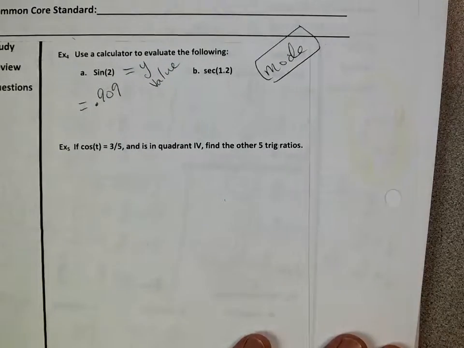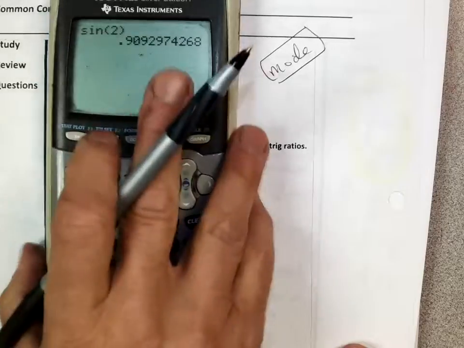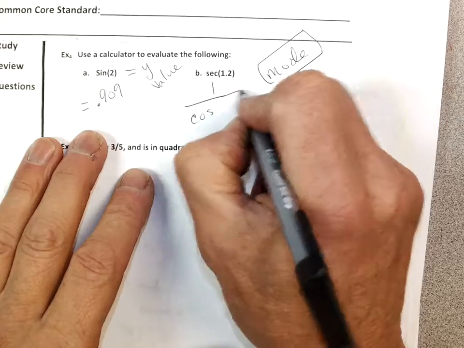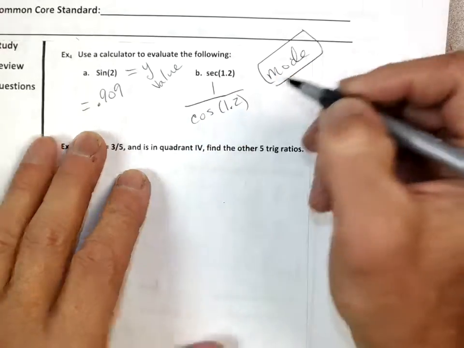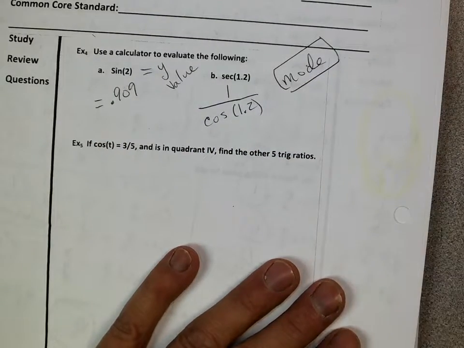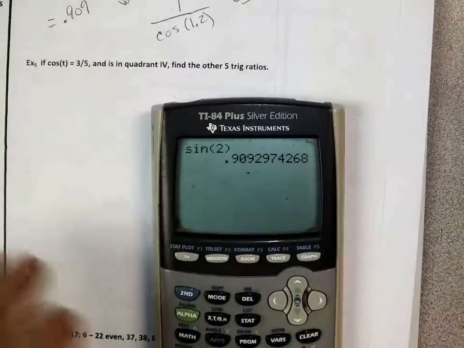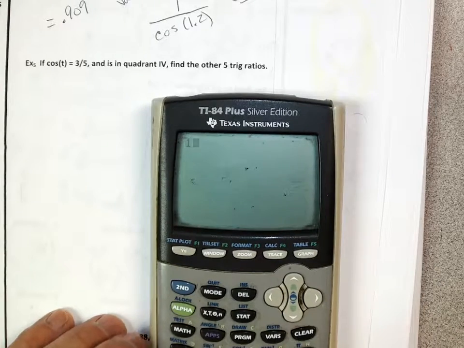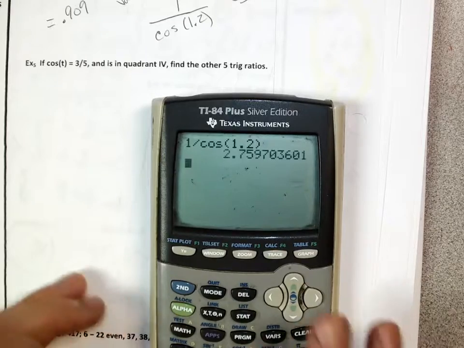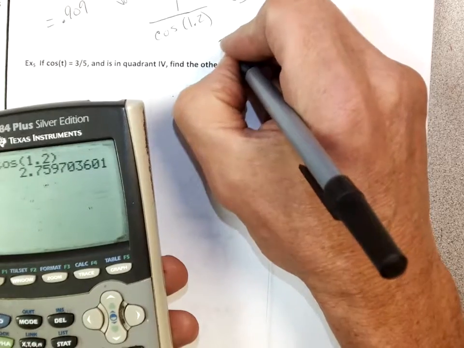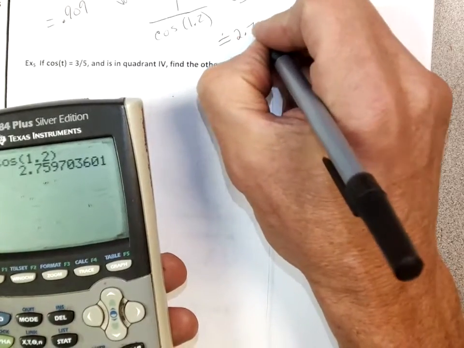All right. Now secant at 1.2. I don't have a secant button on my calculator, but I do know that secant is 1 over cosine. Secant is the cofunction of cosine, and I can do that on my calculator. Clear. I can go 1 divided by cosine of 1.2 in radian mode, and I get about 2.76 approximately.